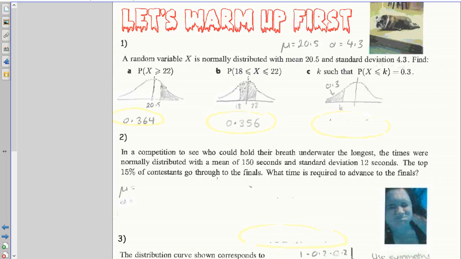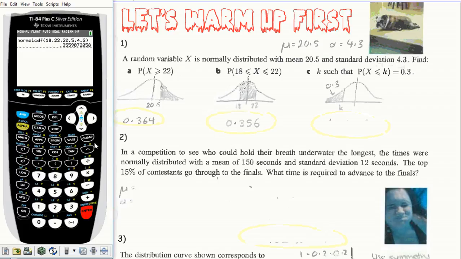Let's clear, let's go second vase. Select inverse norm this time because they want us to find the boundary. The area to the left is 0.3, put in 0.3. Mean is 20.5. Standard deviation is 4.3.